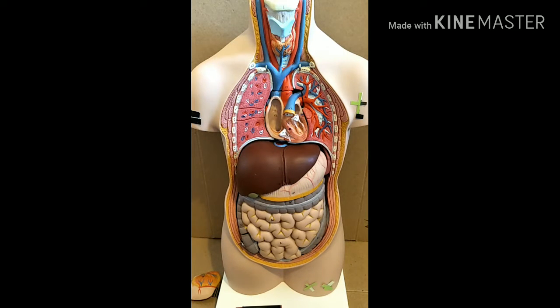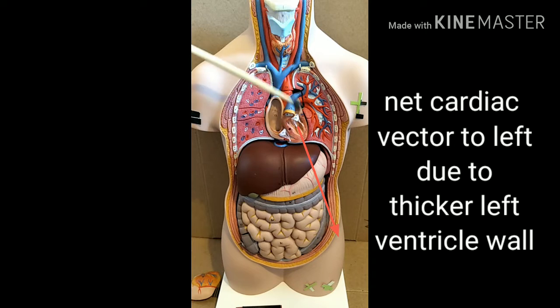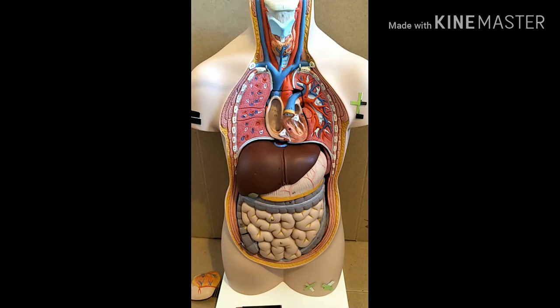But for the R wave, we are referring to the depolarization reaching the wall of the heart. The wave of depolarization from your septum will go through the heart via the conducting system, so the wave will be pointing like that, like that, and like that. So you will have the net wave of depolarization directed towards the left side of the heart. Why? Because your left side of the heart is thicker.